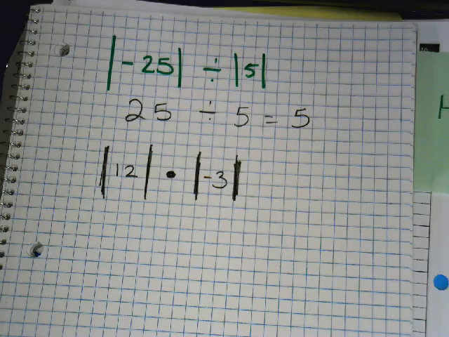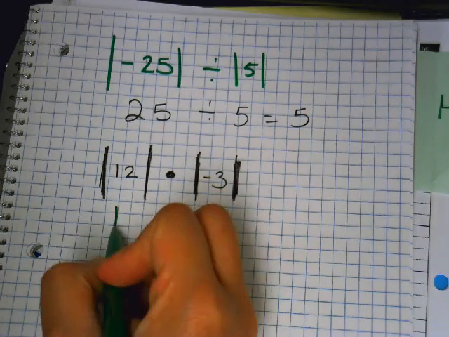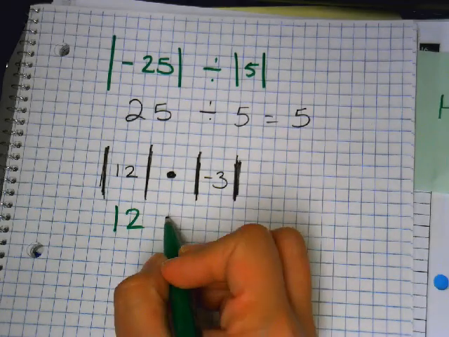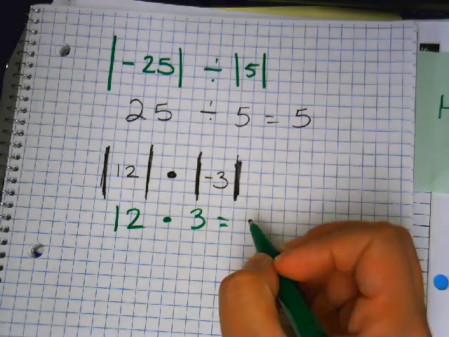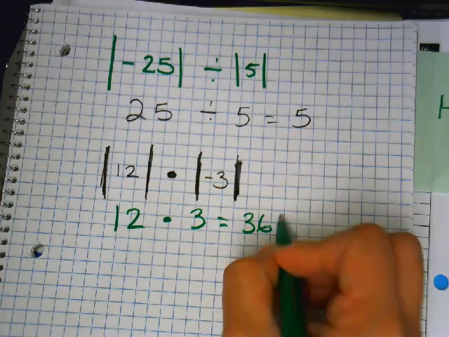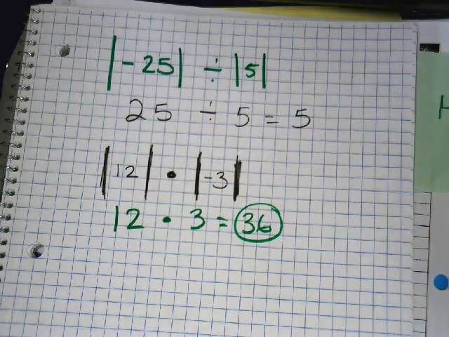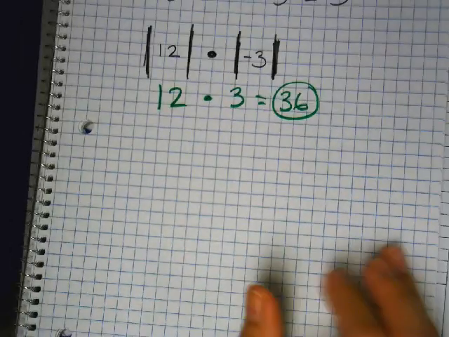So, absolute value of 12. What's the distance between 0 and 12? 12. The dot means multiplication. What's the absolute value of negative 3? 3. So, what's 12 times 3? 36, and we're done. Something I forgot to go over, but hopefully you know.